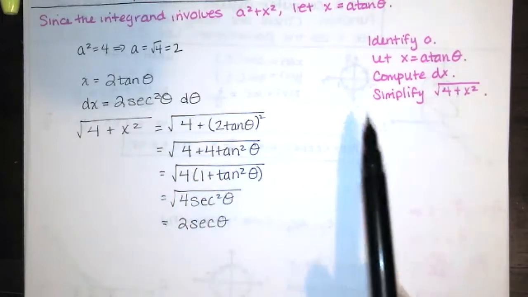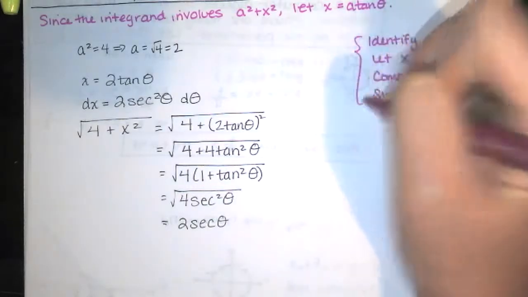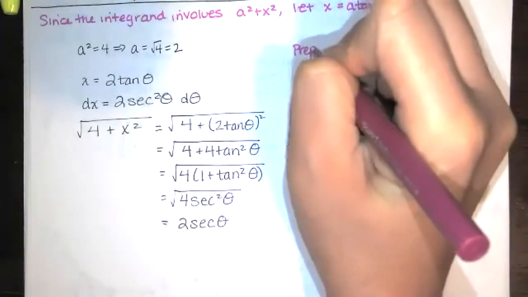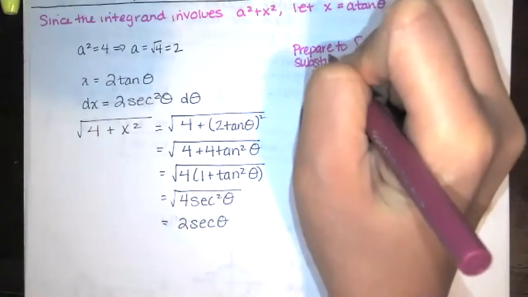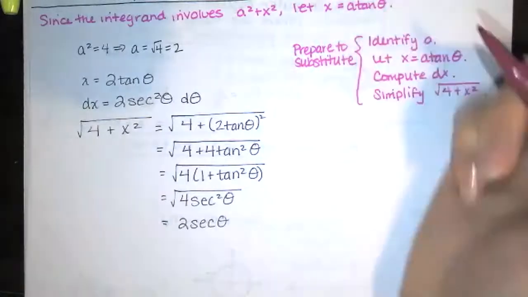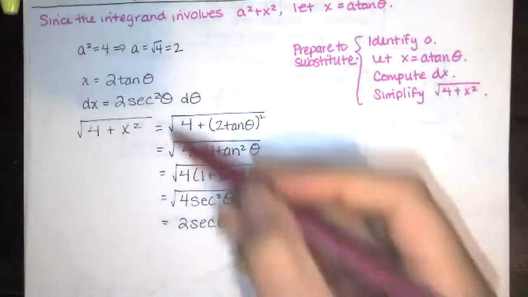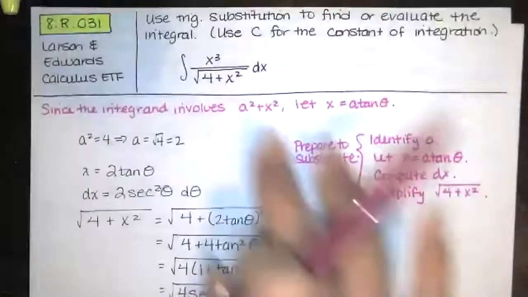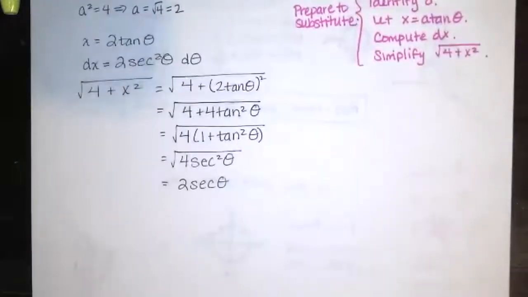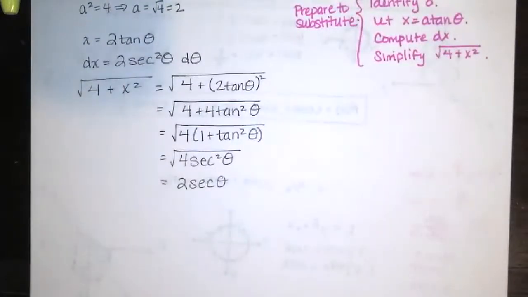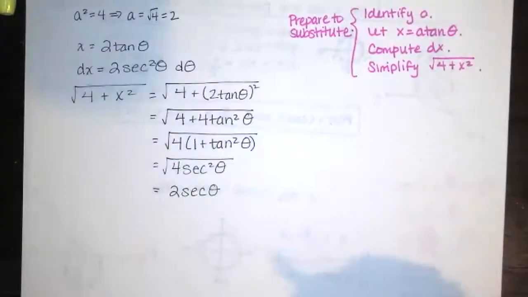Now this is what I like to call the prepare to substitute step. Once we recognize that we want to use trig substitution, we're basically identifying what our substitution should be, and we're getting all of these things computed so that we can write this integral entirely in terms of theta. The next step is to write the integral in terms of theta.